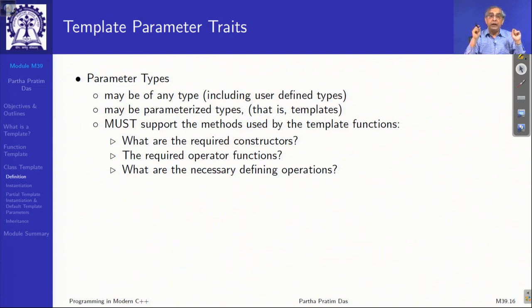For example, does it require a constructor? What are the operator functions required, like stack requires a copy assignment. So, that must be supported by the type that I am trying to instantiate with. So, these are necessary traits that my instantiating type must support, and those traits are important to always keep in mind.